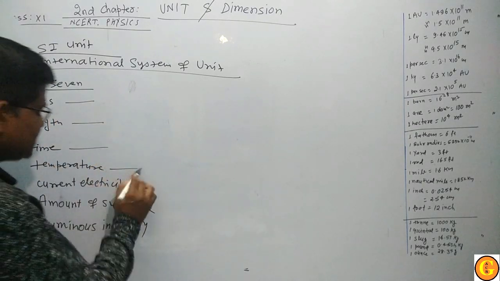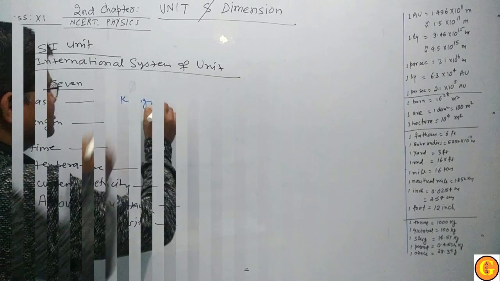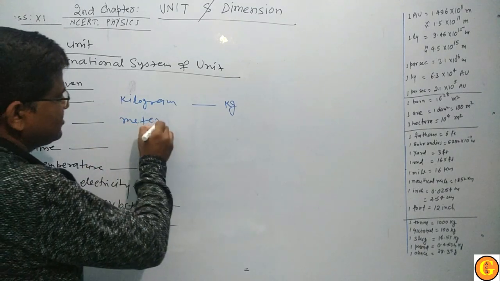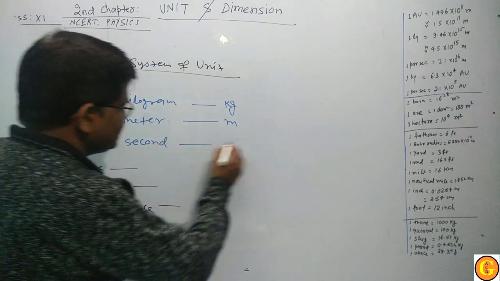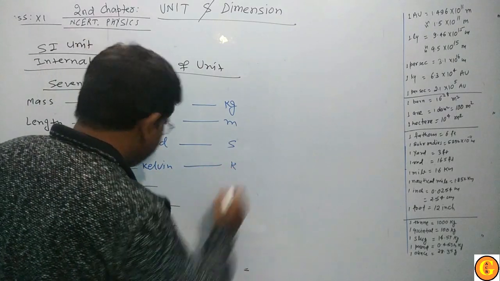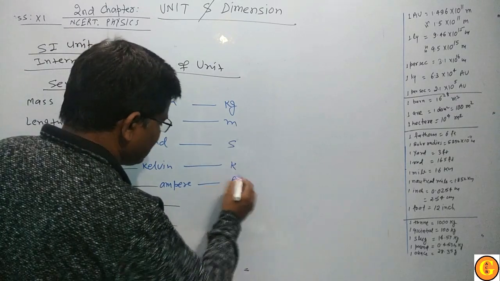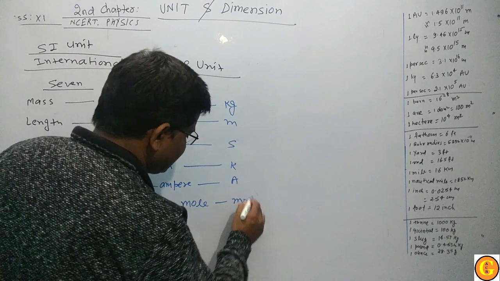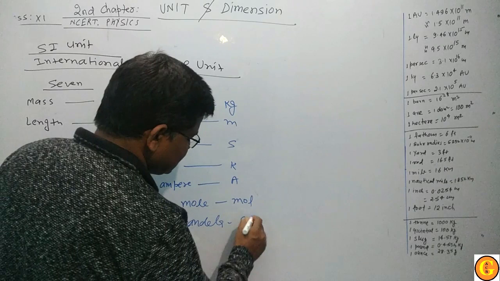These are the SI units. The SI unit of mass is the kilogram, symbol kg; length is the meter, m; time is the second, s; temperature is the Kelvin, K; and electric current is the ampere. Ampere is written with a small letter, and its symbol is capital A. Amount of substance is the mole. Luminous intensity is the candela, symbol cd.